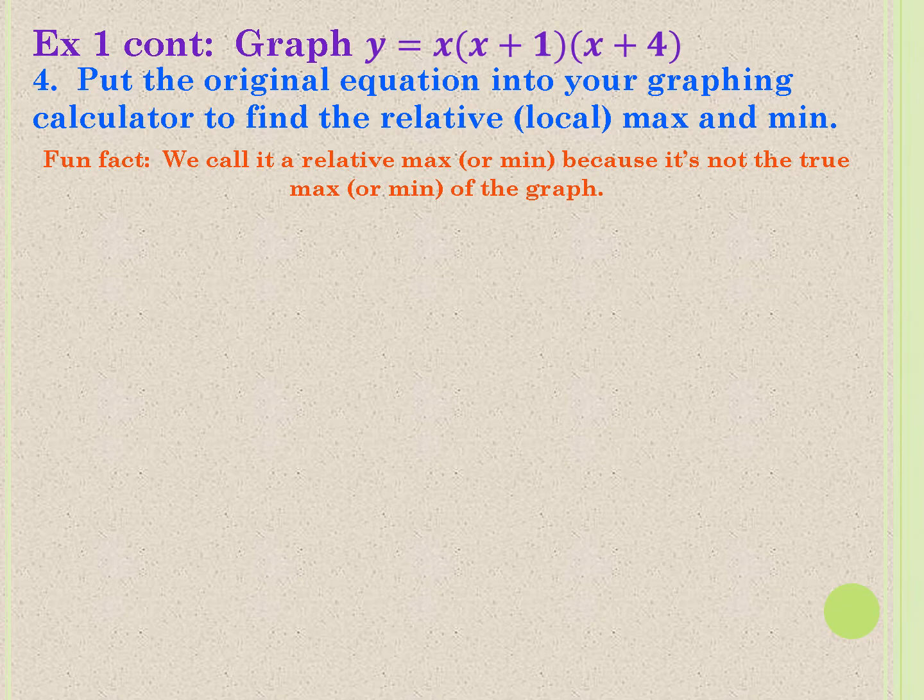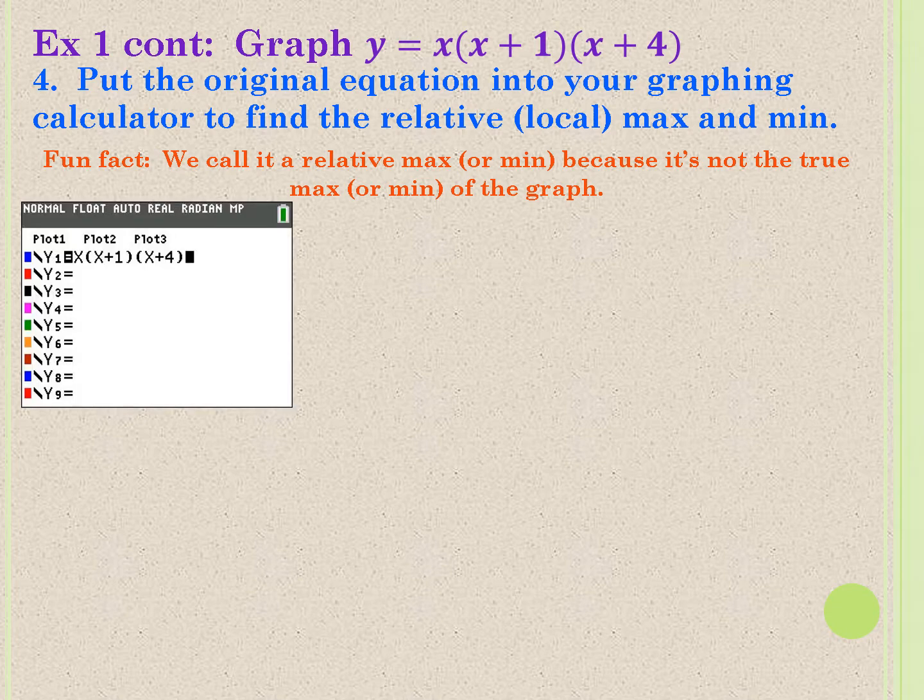All right? So for this we're going to need our graphing calculator. We're going to have to use our TI. You can also do this using Desmos as well. All right, so these are the steps for the TI-84 or your graphing calculator. The first step is you are going to put the equation into y1: x times (x plus 1) times (x plus 4).